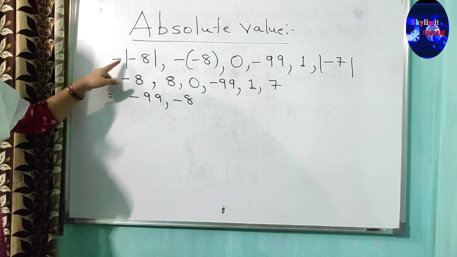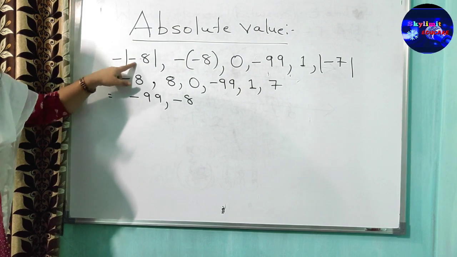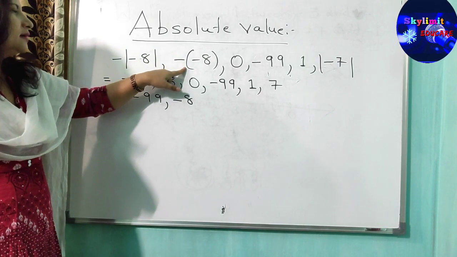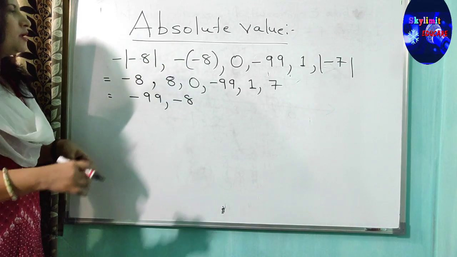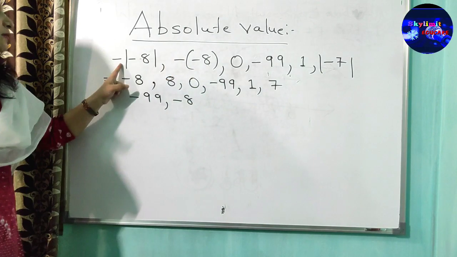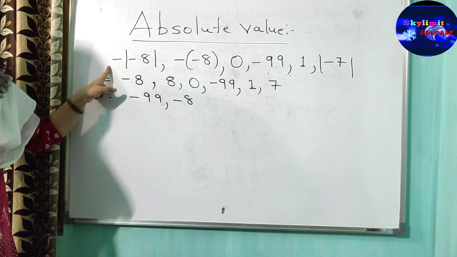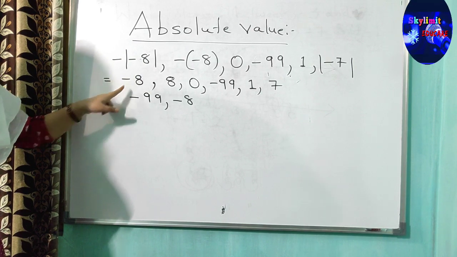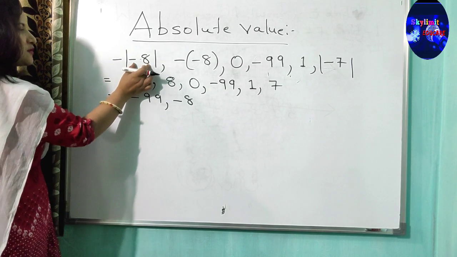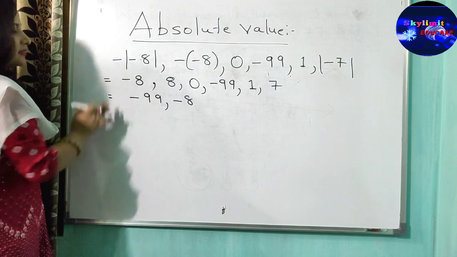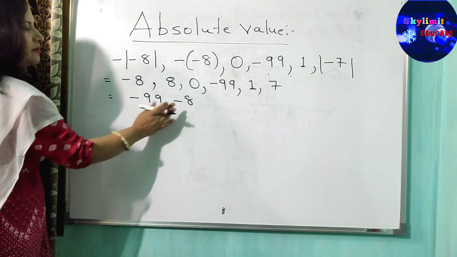Remember one thing, don't apply the sign multiplication rule here. It is not a bracket like this. Clear? If you have a square bracket, common bracket, or curly bracket, you can apply the sign rule of multiplication. But you cannot apply it in this case. You cannot do minus multiplied by minus is plus 8. That will be completely wrong. You have to produce first the absolute value of minus 8, that is 8, and this minus sign remains as it is. Clear? So minus 99, minus 8.